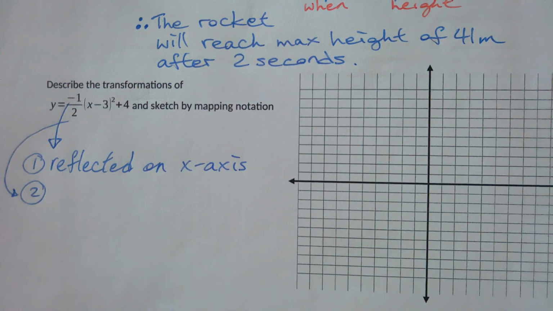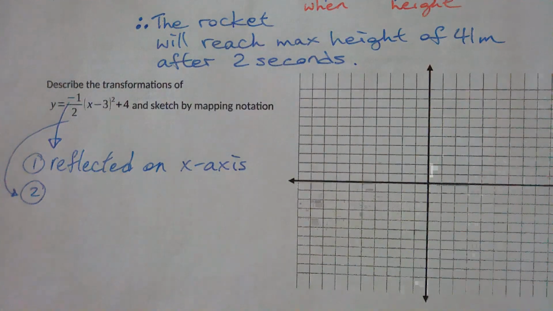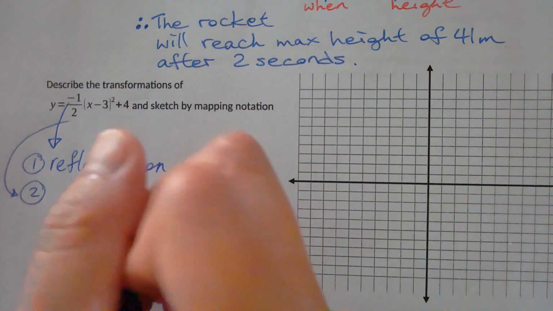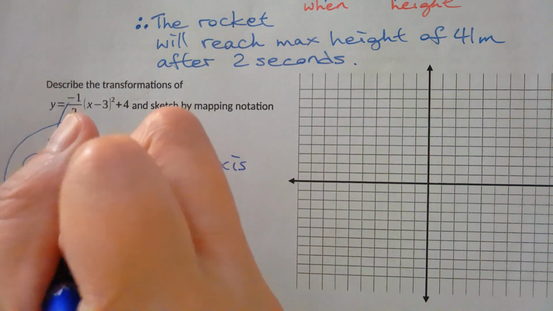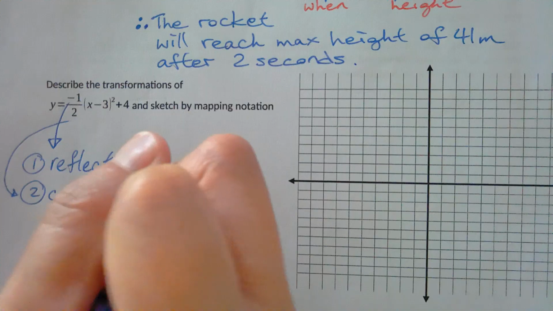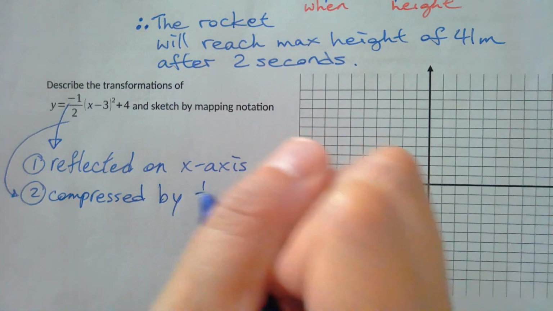What does the half tell you? The half tells you that it's compressed. William? Squeezed by 1 half. Okay. If you write squeeze, will you get the mark? Compress. Yeah. It's mathematical. Compress by a half.